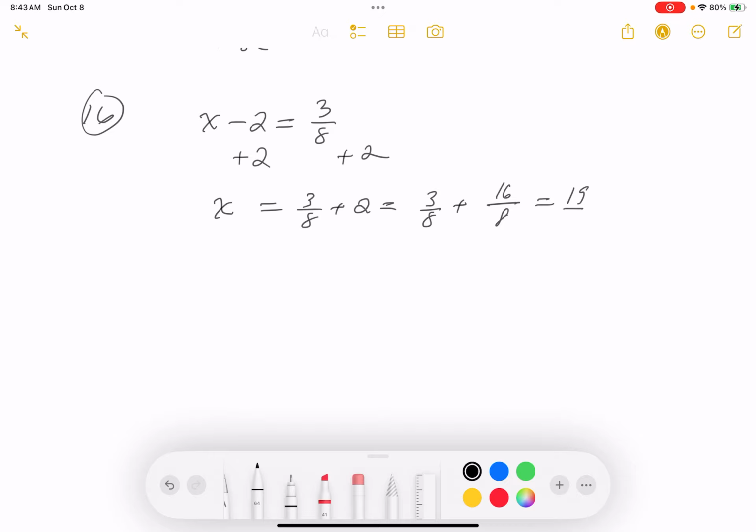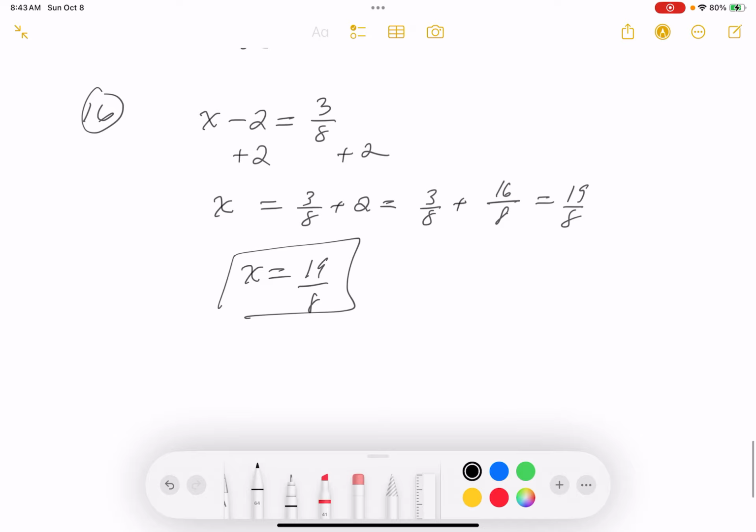And what does it give you? 19 over 8. So x equals 19 over 8. Put a box on it. I'm going to check it too. So in the original, 19/8 minus 2 equals 3/8.